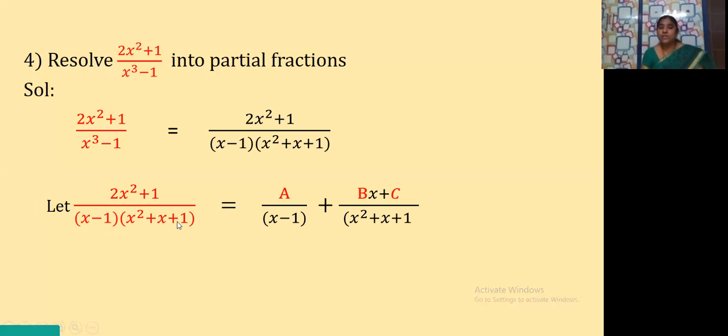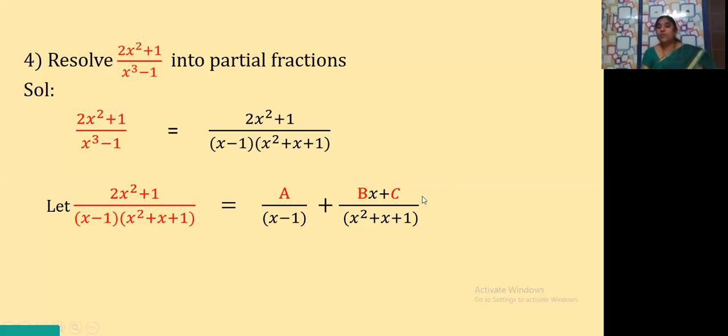Now here what is there? It is a quadratic polynomial. Yes or not? Quadratic factor. So for this one we have bx plus c by x square plus x plus 1. Why am I writing like this? Because here it is an irreducible quadratic factor, which is a rule 3 statement. Yes or not? So how do you know that it is irreducible?